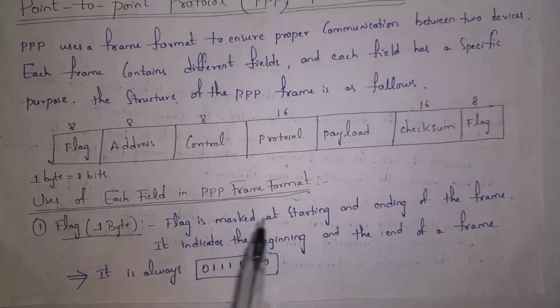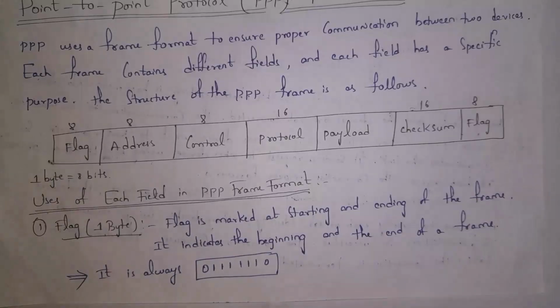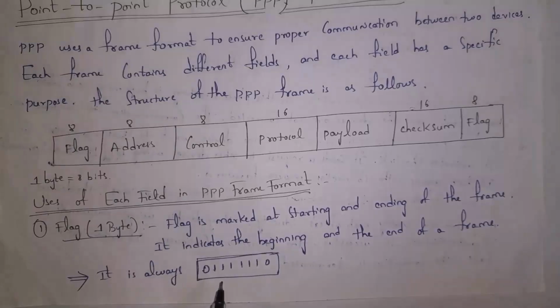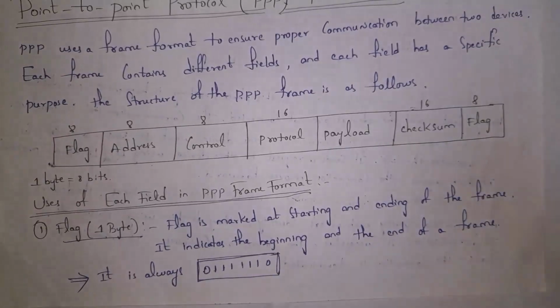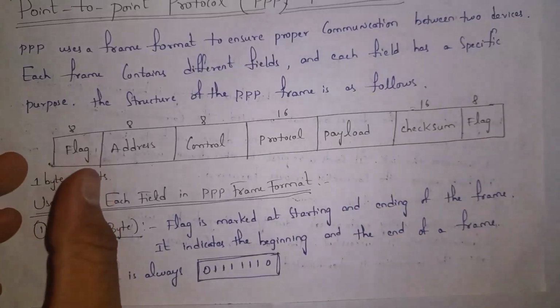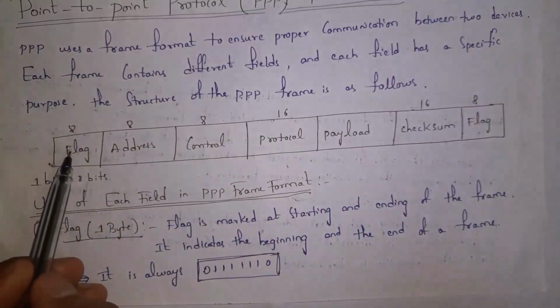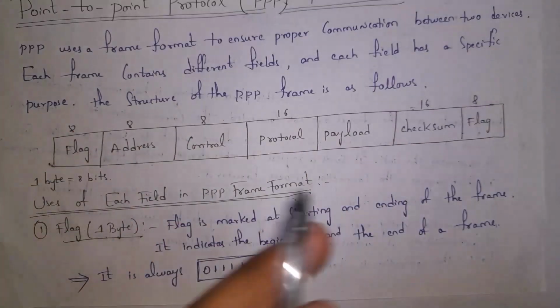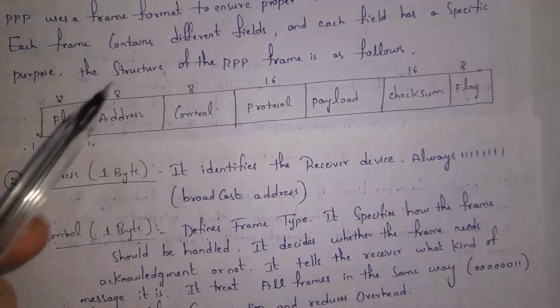Flag is marked at the starting and ending of the frame. This flag will indicate the beginning of the frame and the end of the frame. And flag value is always 0, 6 ones and 0. This is the default value. This value will not change. If any device wants to send data, by default, this is the flag value. And this flag value is used to identify the starting and ending of the frame. So by seeing this flag, the receiver device can identify the starting and ending of the frame. And the second field is the address field. This is also 8 bits.